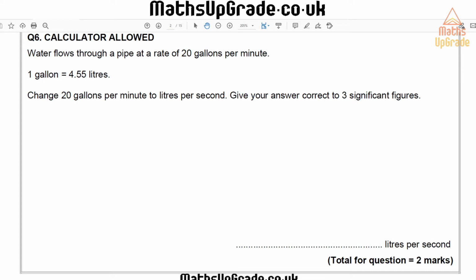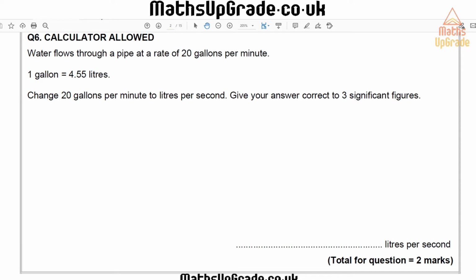Okay, so I'm told that water flows through a pipe at a rate of 20 gallons per minute. 1 gallon is given to me as 4.55 litres, so I need to convert 20 gallons per minute into litres per second. So gallons need to turn into litres and minutes need to turn into seconds. I need to give my answer to 3 significant figures. I can use a calculator with this question, so that makes it slightly easier.